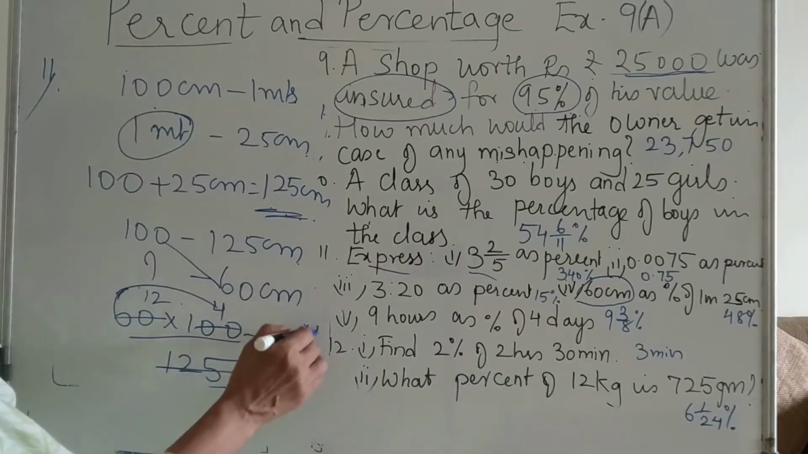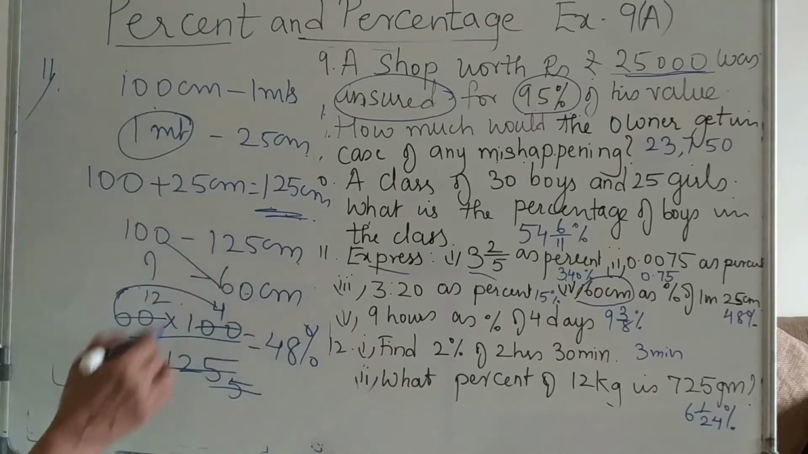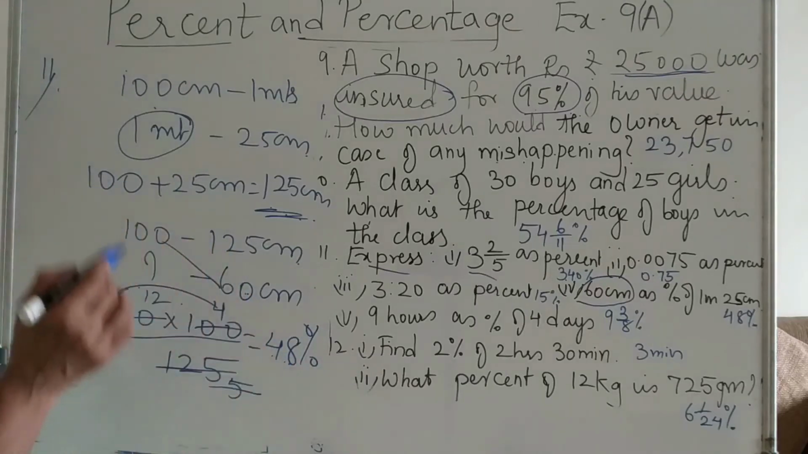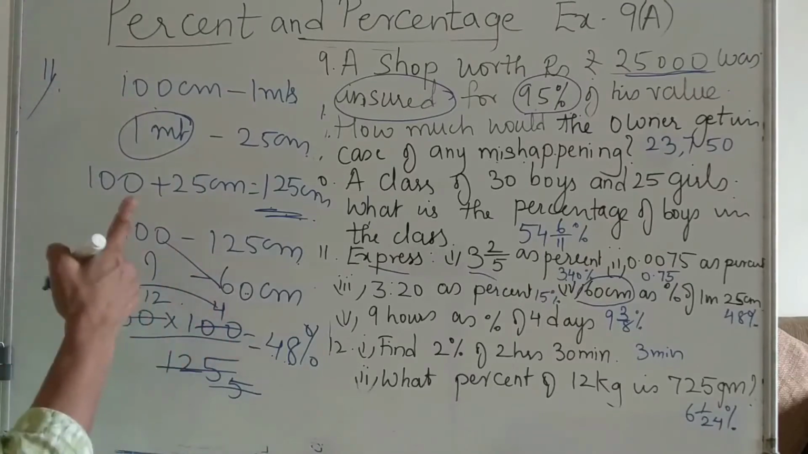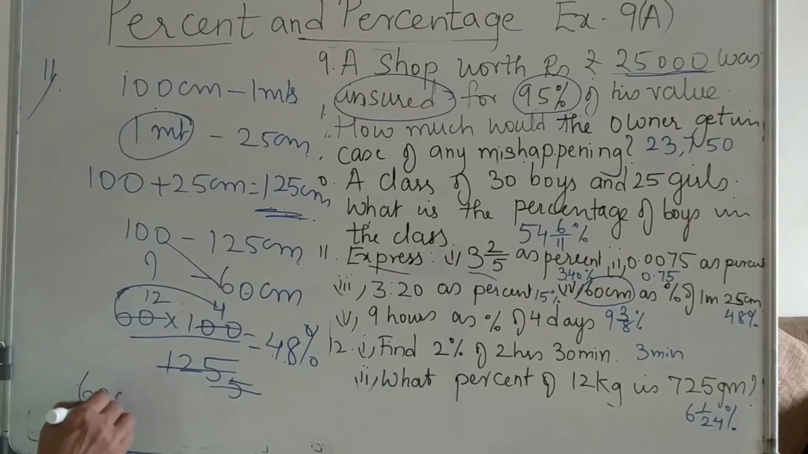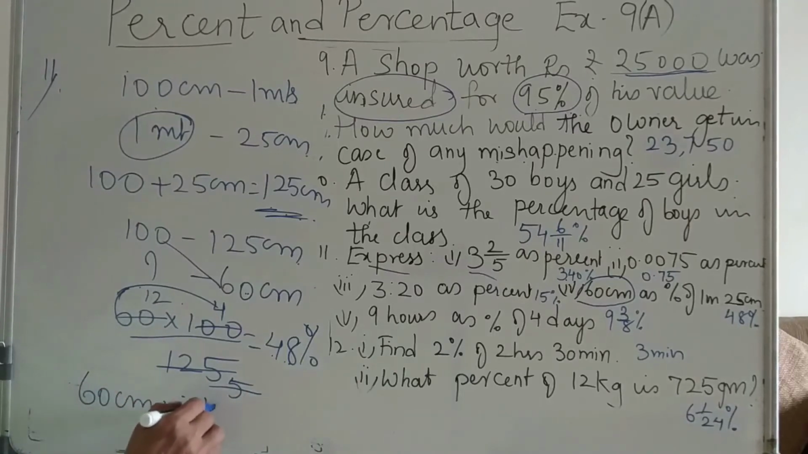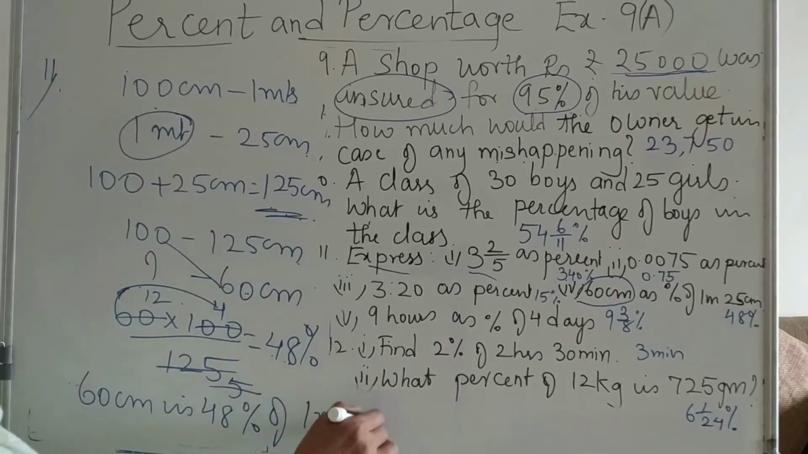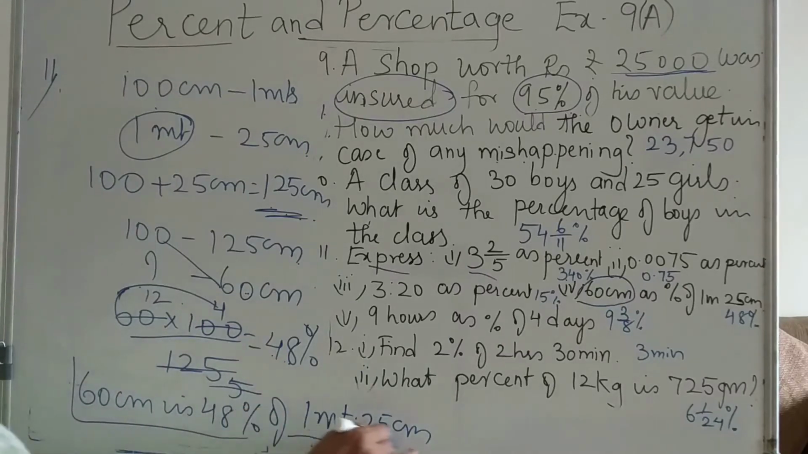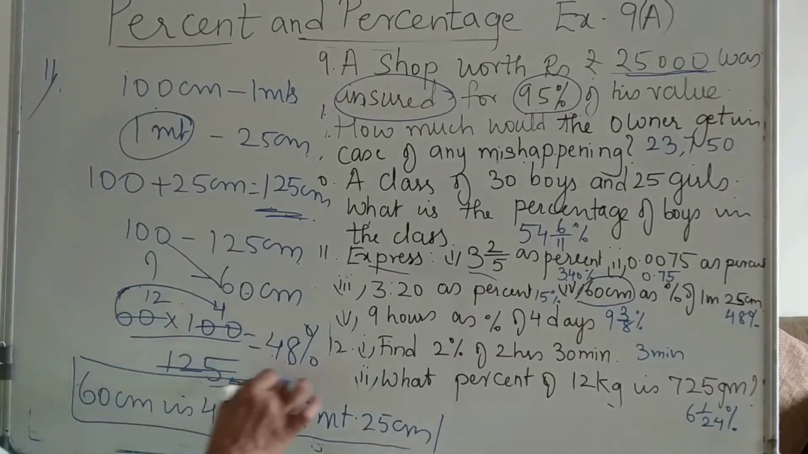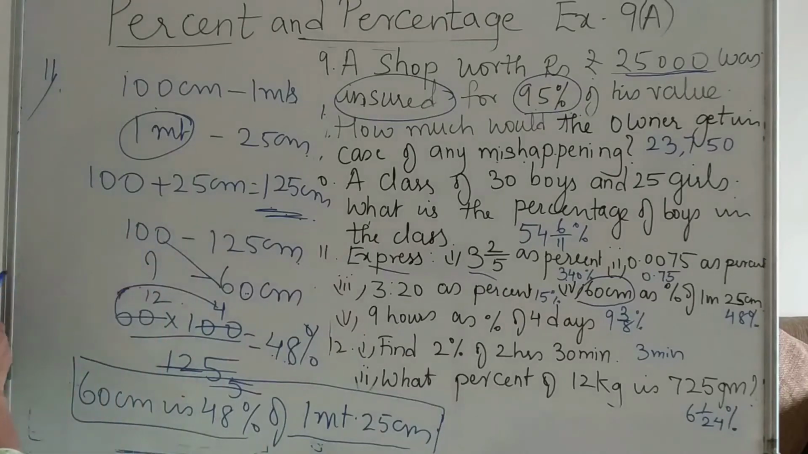So how much percentage is 60? 60 is 48%. So here you can write: 60 centimeter is 48% of 1 meter and 25 centimeter. So this is how you get the answer.